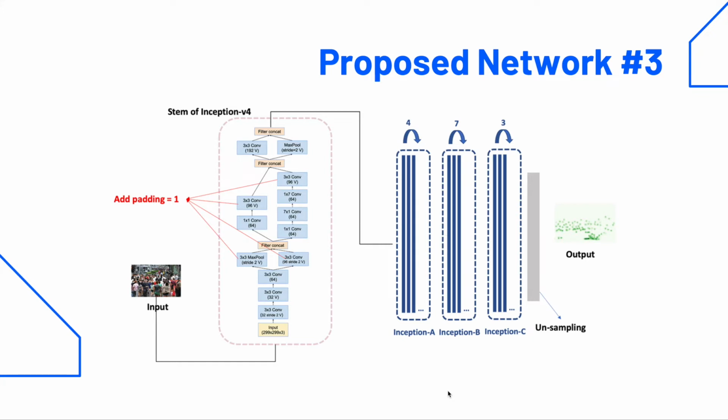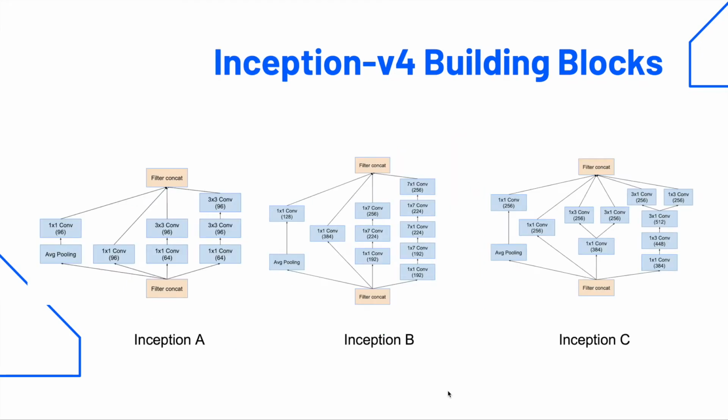Similar concepts are applied to network number 3, which leverages the Inception v4 architecture. First of all, the more sophisticated stem from the original Inception v4 is implemented with minimal changes. Paddings are added when appropriate. Secondly, the Inception A, B, and C modules are repeated 4, 7, and 3 times. Thirdly, similar to network 1 and network 2, the final few layers meant for classification tasks are replaced with an upsampling layer. These are the detailed diagrams for the Inception v4 building blocks.